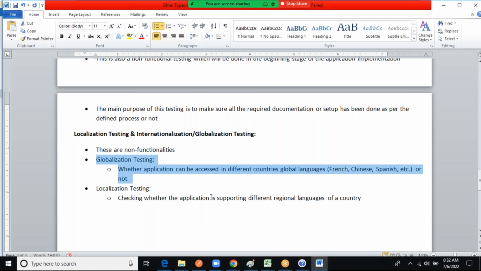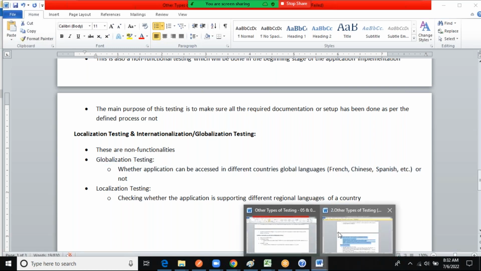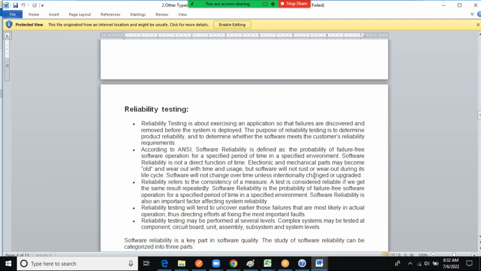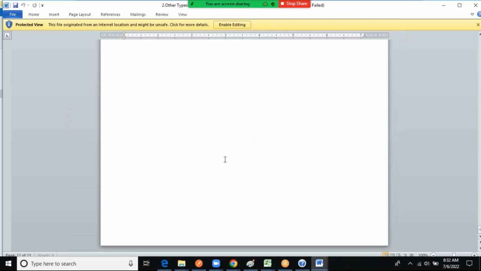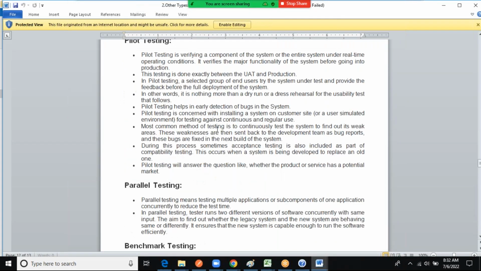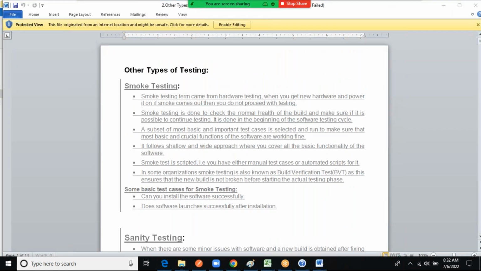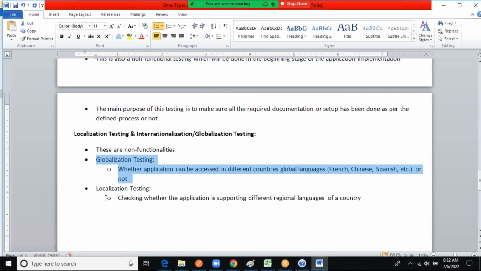Okay, any questions on this? All these notes I will share. There are many other things which are not that important for us, so please go through this document and let me know if you have any questions. Any questions from today's class? No, sir. Okay, then that's it for today.